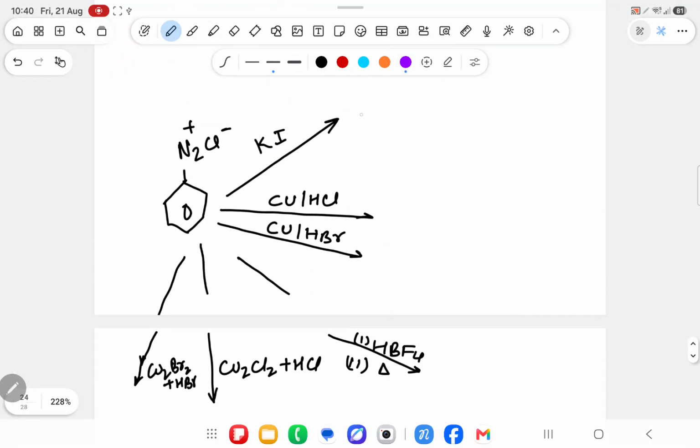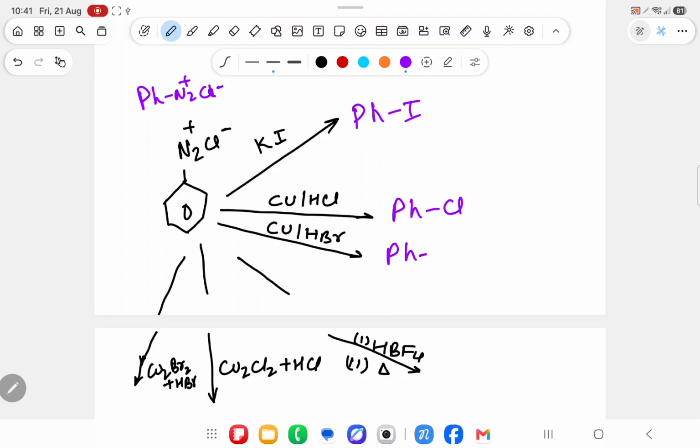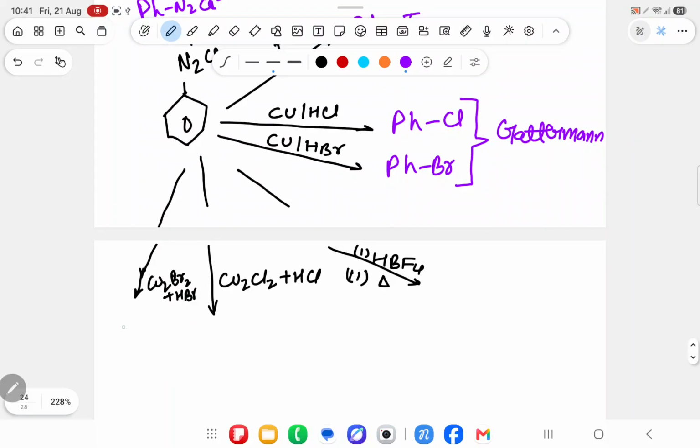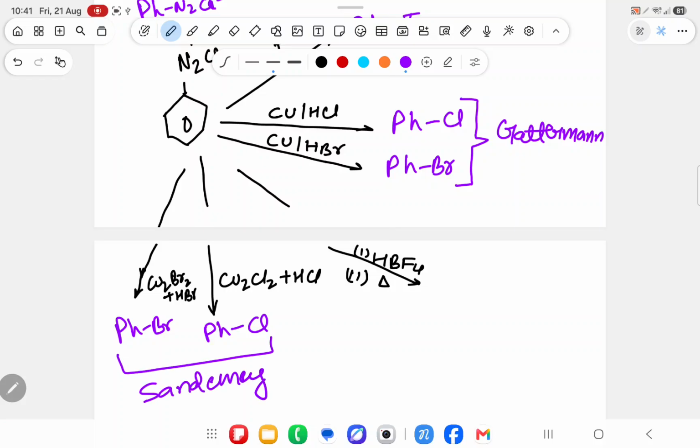With KI, it will give iodobenzene. Can I write Ph? This can also be written as Ph N2+ Cl-. So PhI will come. Over here PhCl will come, PhBr will come. The name of this reaction is Gattermann reaction. Over here PhBr will come. Over here PhCl will come. This name reaction is Sandmeyer reaction.